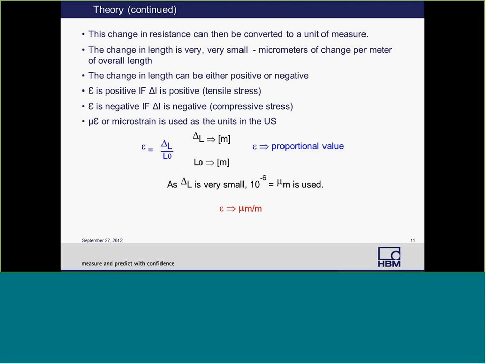Microstrain is used as the unit of strain in the United States, and you can see that strain is a proportional value. As the change in length is very small, we use the term micrometers. So elsewhere in the world, you'll see the term micrometers per meter as opposed to microstrain.